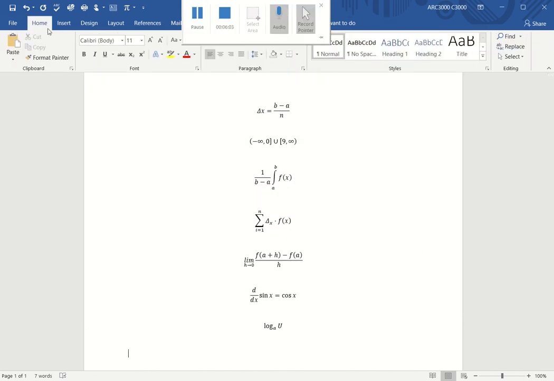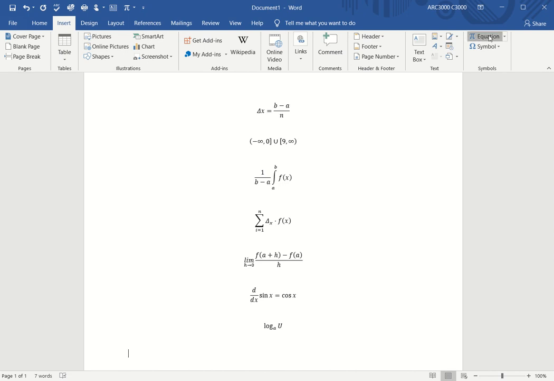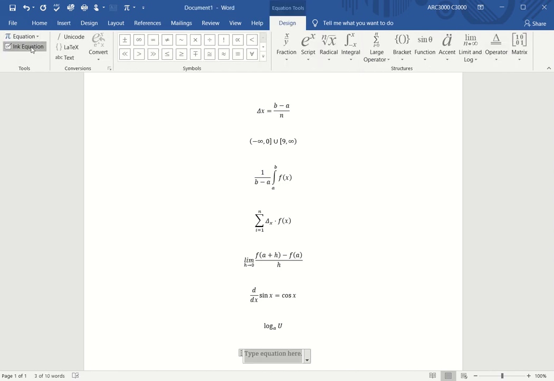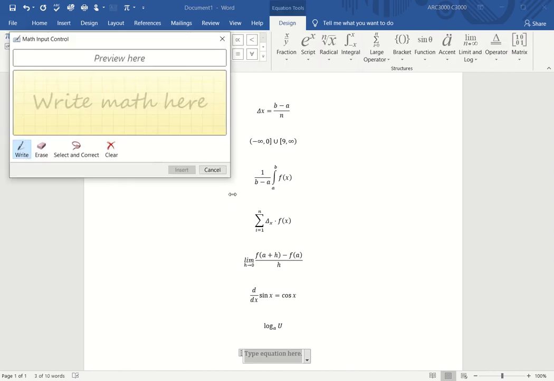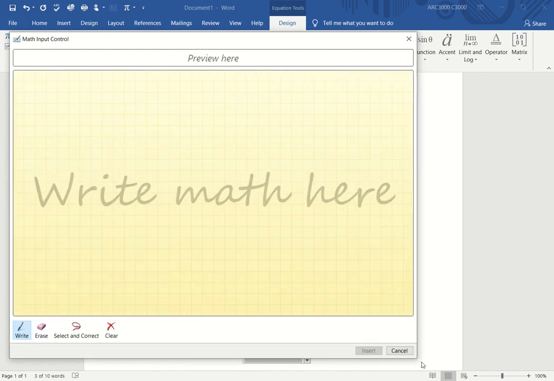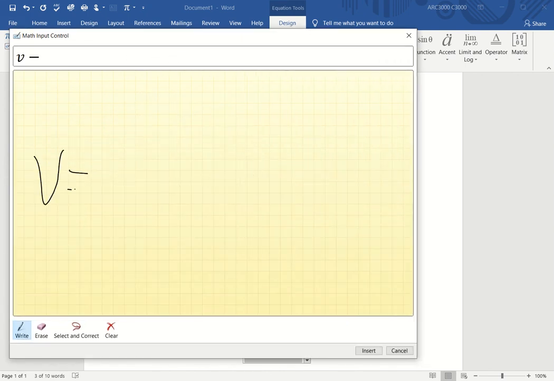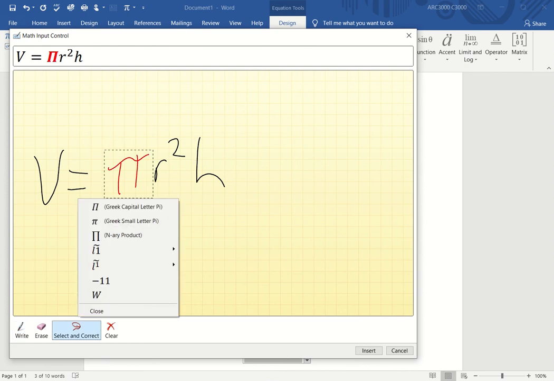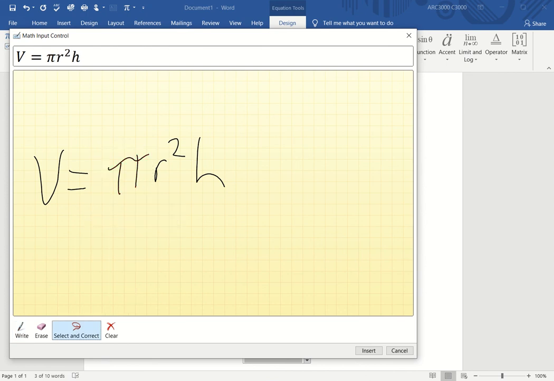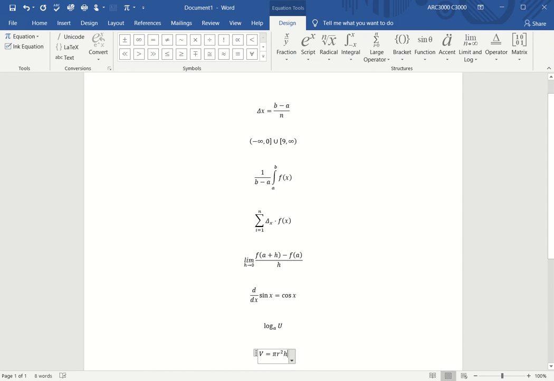You can also square things as well as insert pi. Make this bigger. Like this: V equals pi r squared h. Selecting correct. I want this to be pi. And there we have it.